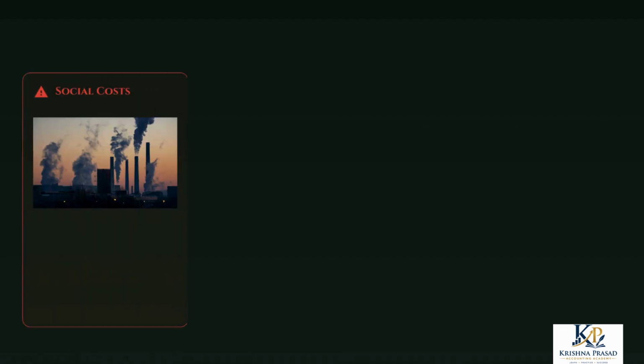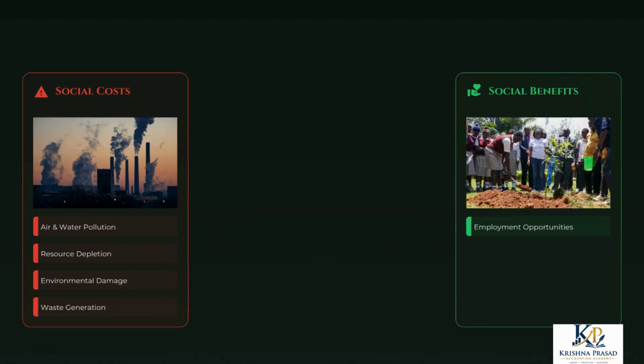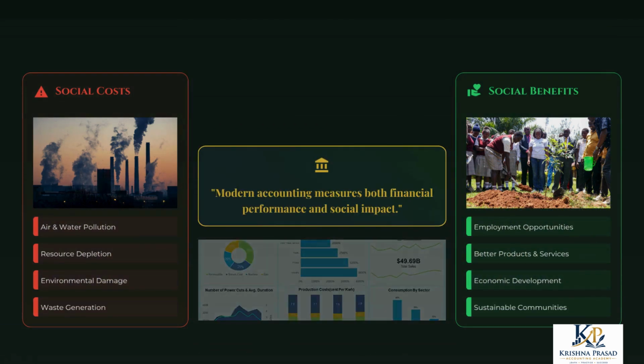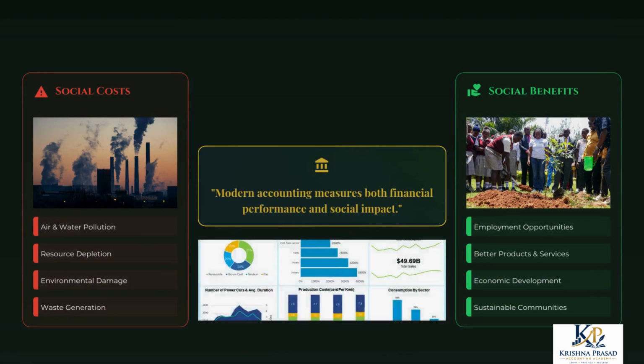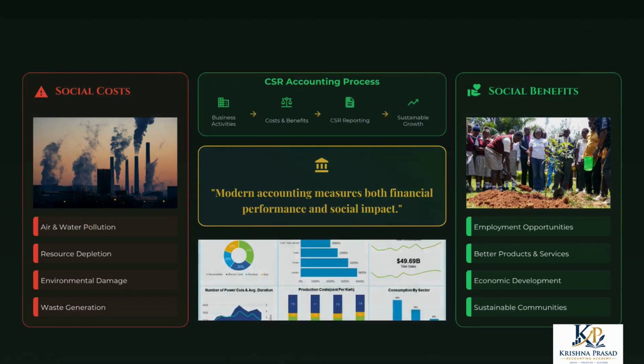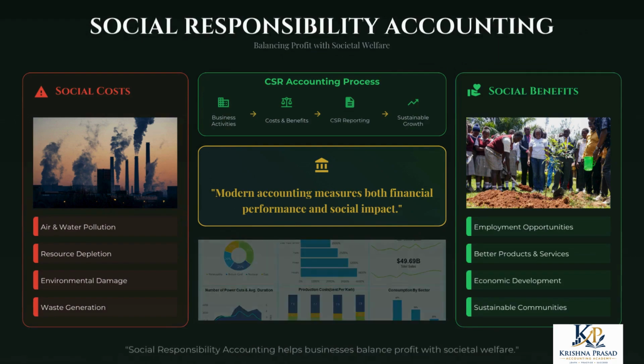In the modern world, businesses are also responsible for society. Industries may create social costs like pollution, resource depletion, and environmental damage. At the same time, businesses generate social benefits such as employment opportunities, better products, and economic development. Therefore, accounting now also measures social costs, social benefits, and corporate social responsibility activities. This concept is called social responsibility accounting.